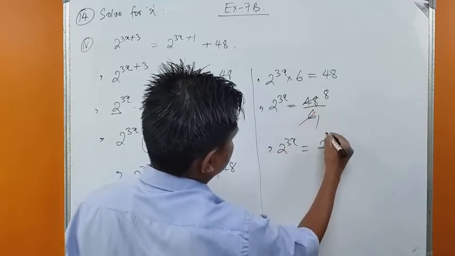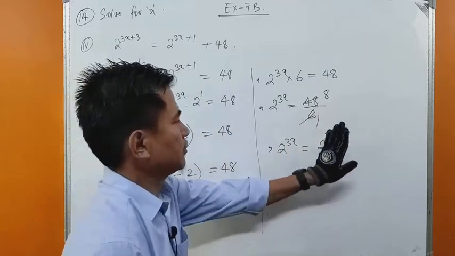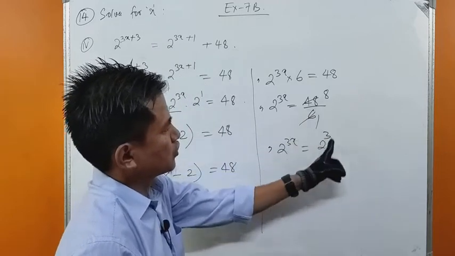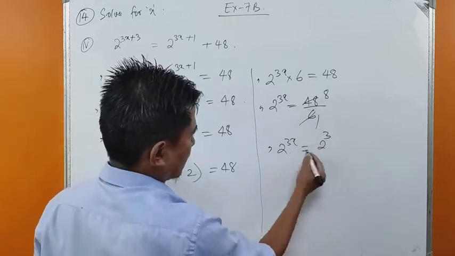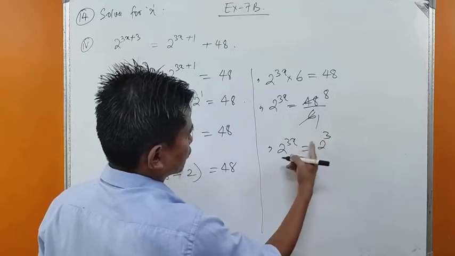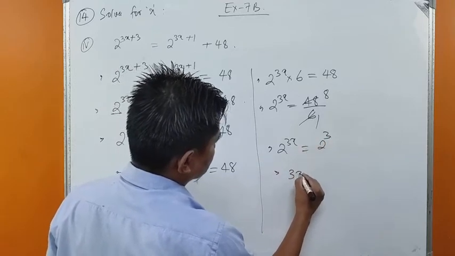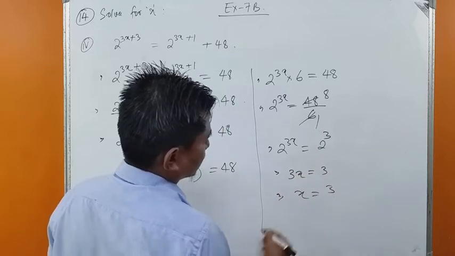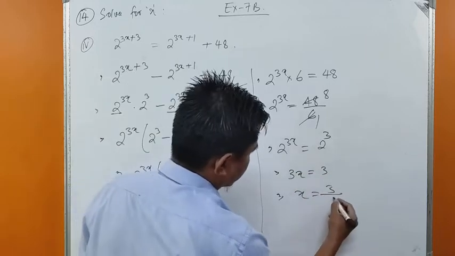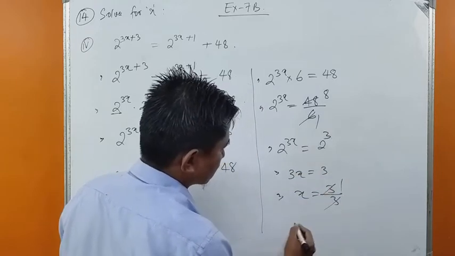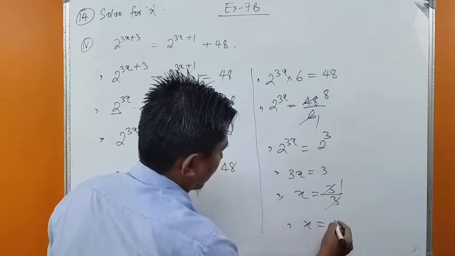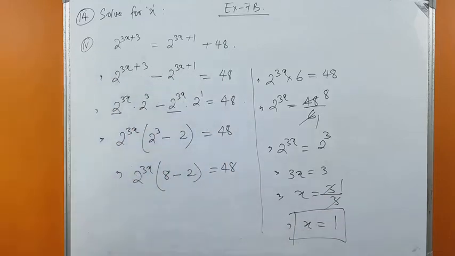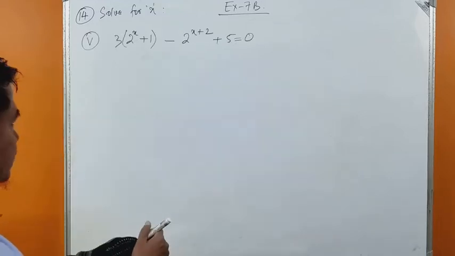8 means 2 cubed. So bases are equal, 2 and 2, that means power should be equal. Or 3x equals to 3, or x equals to 3 upon 3, this 3 goes to the denominator by cross multiplication, 3 3 cancels, or x equals to 1. So the value of x is 1. Okay, answer for question number 5 of 14.